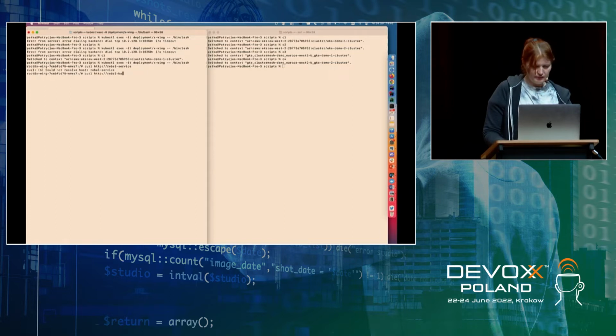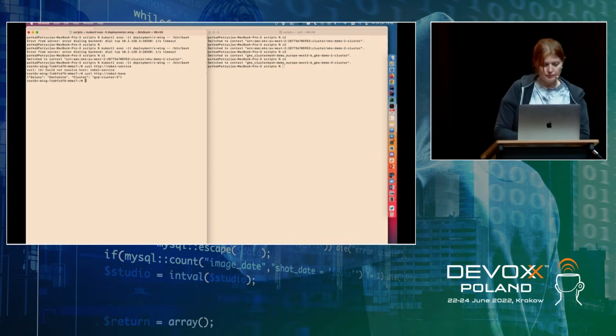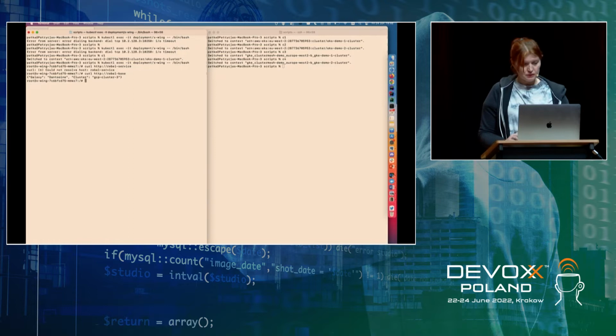Oh, that's Rebel base. I'm sorry for this typo. Yeah, we got here. And we see that the response comes from GCP cluster 3. So basically, this is a global service, and it should be automatically load balanced across my 4 clusters. So let's see if that's really the case.